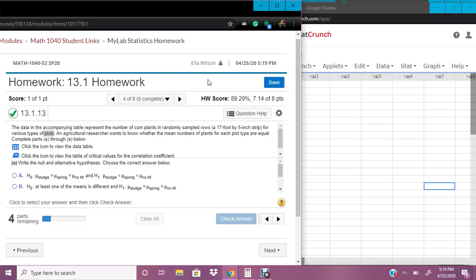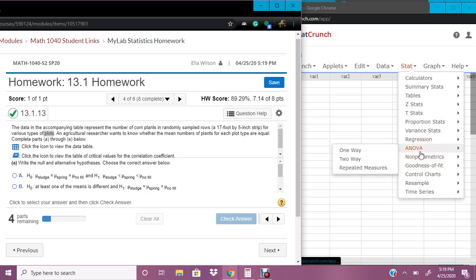All right, so this is question 4 of the 13.1 homework. First, I'm going to just talk briefly about what we're even talking about in 13. In chapter 13, we are talking about ANOVA tests, and that is an abbreviation for one-way analysis of variance. And so basically what we're going to be talking about is comparing means from 3 different populations.